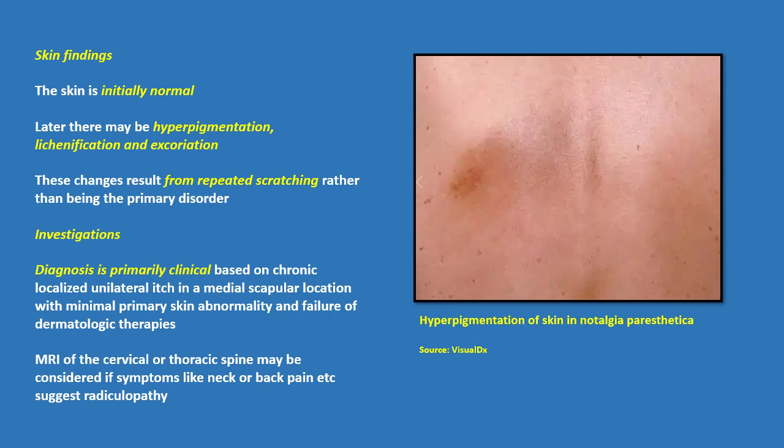Investigations. Diagnosis is usually primarily clinical, based on chronic localized unilateral itch in a medial scapular location with minimal primary skin abnormality and failure of dermatologic therapies. MRI of the cervical or thoracic spine may be considered if symptoms like neck or back pain suggest radiculopathy.